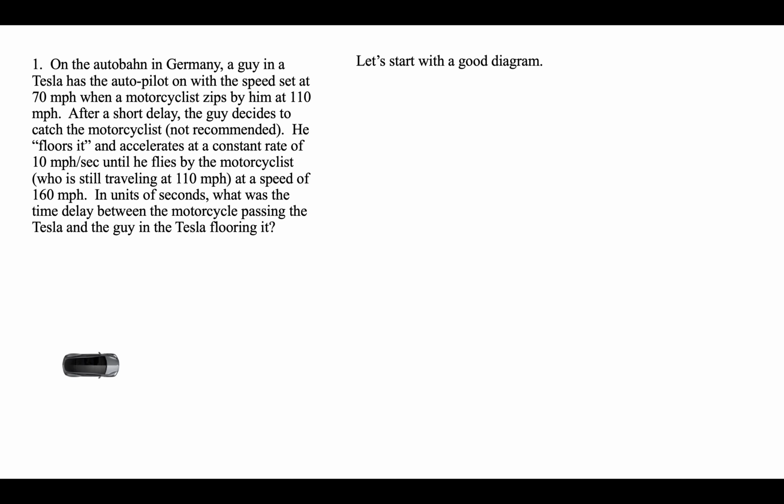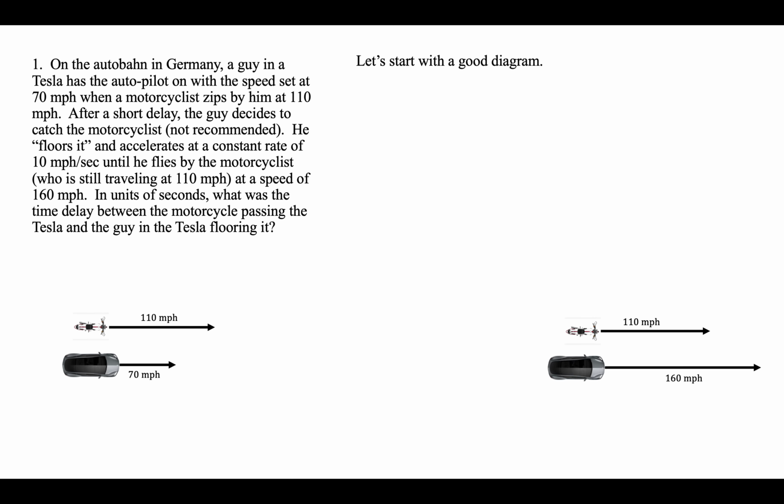So let's start with a good diagram. There's the Tesla, there's the motorcycle. Tesla's going 70, motorcycle's going 110. Motorcycle goes 110 all the time. The motorcycle passes the Tesla, which remains at 70, and then the guy decides to catch up. And he accelerates at 10 miles per hour per second, and he reaches the motorcycle when the Tesla's going 160. So later on down the road, the motorcycle's still going 110, but now the Tesla's going 160.